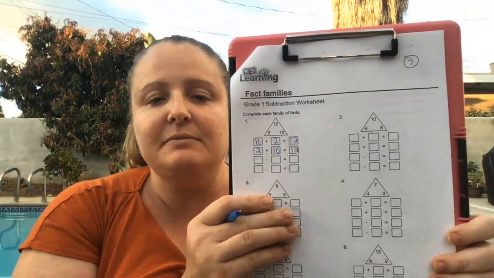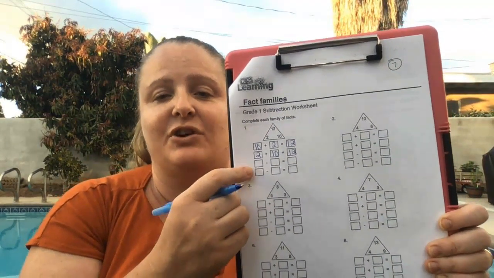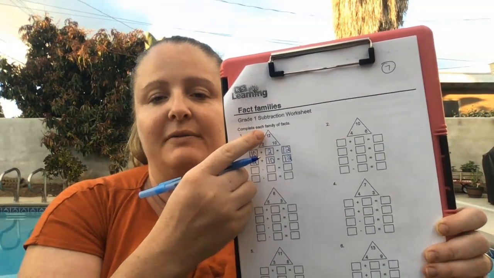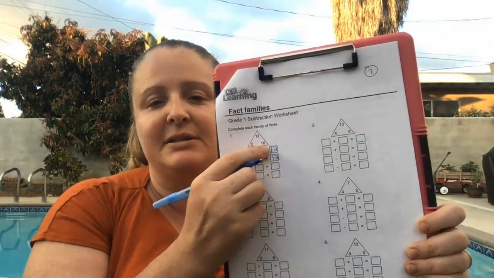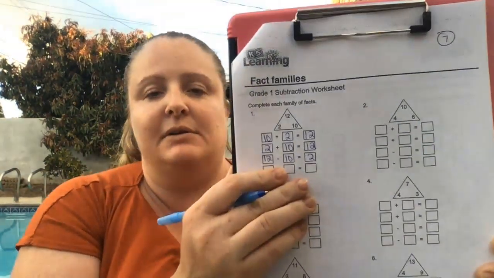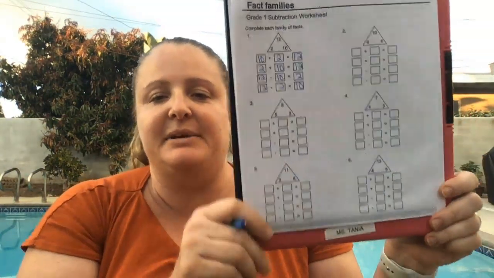Okay? And then again, for subtraction, the only important thing to remember is you have to start with the largest number. Okay? Always start with the biggest number. So 12 minus 10 equals 2. And then 12 minus 2 equals 10. Okay? Easy peasy lemon squeezy for page 7. Same kind of problems.